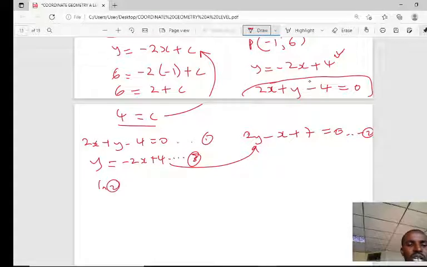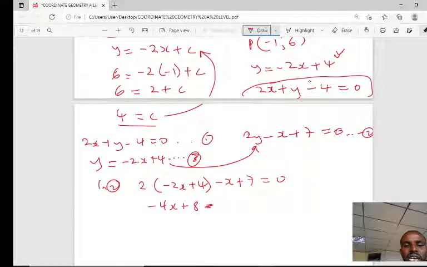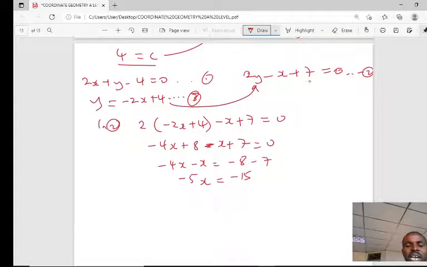In equation 2, where there's y, you put minus 2x plus 4, then minus x plus 7 is equal to 0. Remove brackets: minus 4x plus 8 minus x plus 7 is equal to 0. Collect terms in x: minus 4x minus x is equal to minus 8 minus 7. Minus 5x is equal to minus 15. Divide by minus 5, you get x is equal to 3.